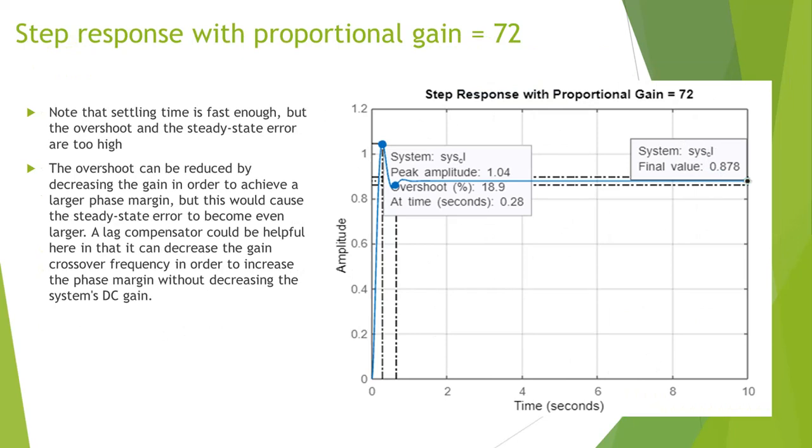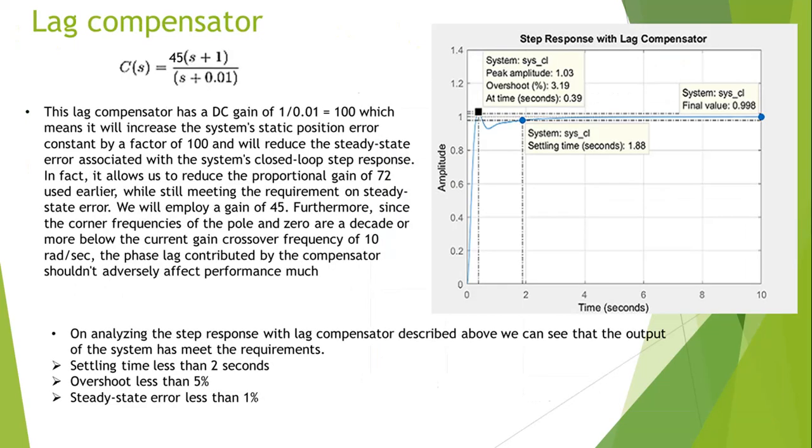In this case, a lag compensator can be helpful in that it can decrease the gain crossover frequency in order to increase the phase margin without decreasing the system's DC gain. We'll be using the following lag compensator.